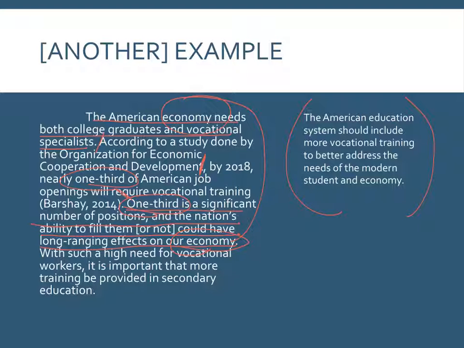Finally, we need to give a mini so what and connect back to the claim, which again is that we need more training. With such a high need for vocational workers, and this is what comes from this whole paragraph, there's a high need, that number proves it, it is important that more training be provided in secondary education, and there's our connection back to our claim. So, a full paragraph example for a persuasive essay, and of course the expository essay came earlier in this lecture.